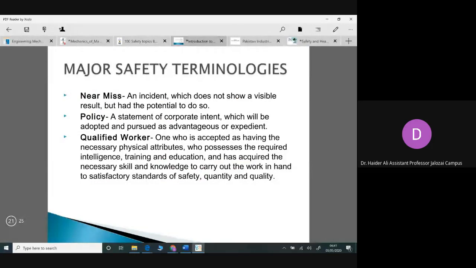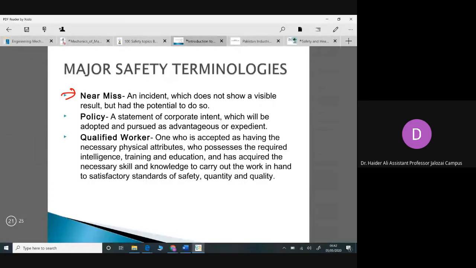Now, when we talk about accidents, the level of accidents can be different. Whether that level of accident means that there is some sort of injury or harm happening, or it's just a near miss. What do you mean by a near miss? A near miss means that an incident happened, but there wasn't any visible effect of that incident, or that incident did not damage or cause loss to either person or property. But that incident had the potential to damage.